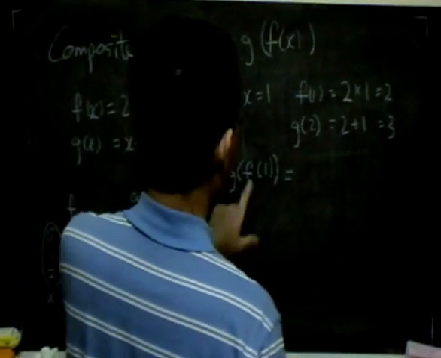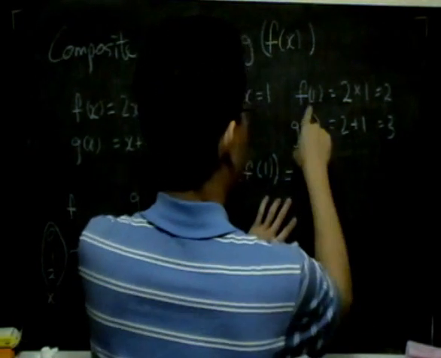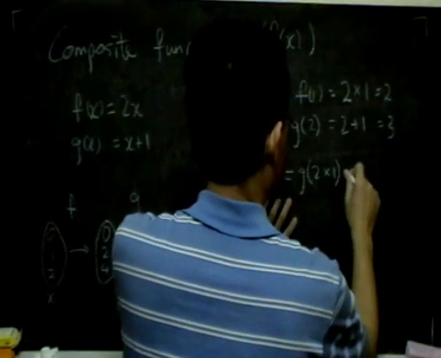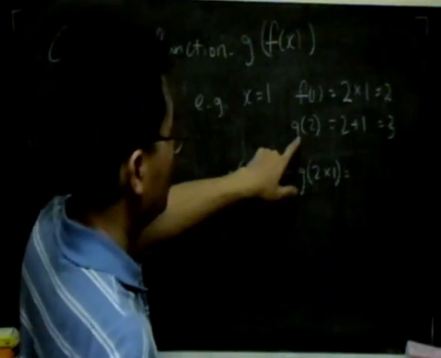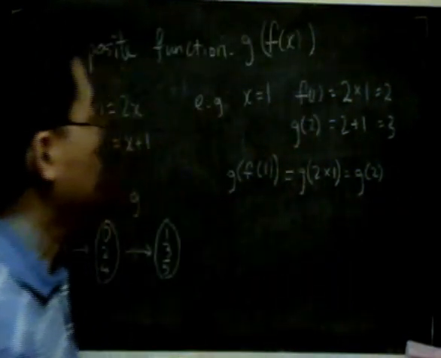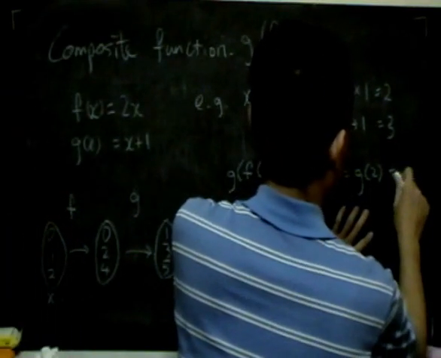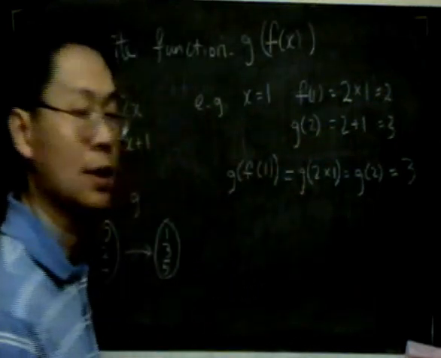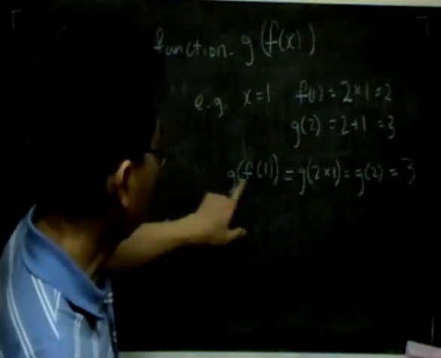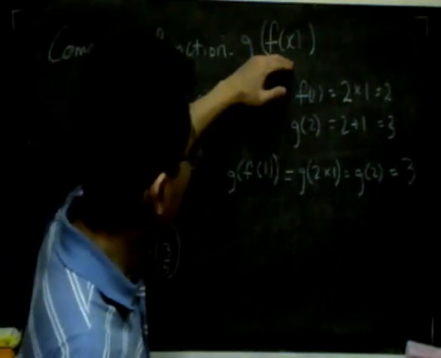Okay, so f of 1 we know is 2 times 1, and this gives g of 2, and we know that g of 2 is equal to 2 plus 1, which finally gives us 3. So that's the reason behind this notation. This will be g of f of the value of x. So that's what that looks like.